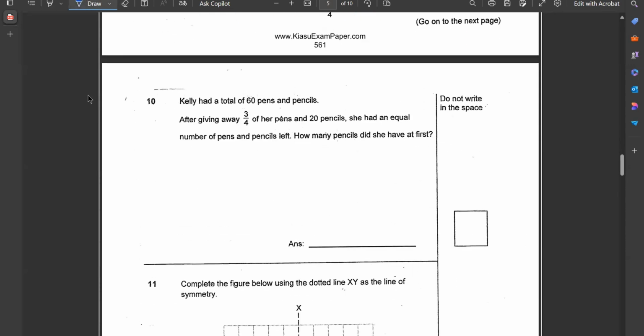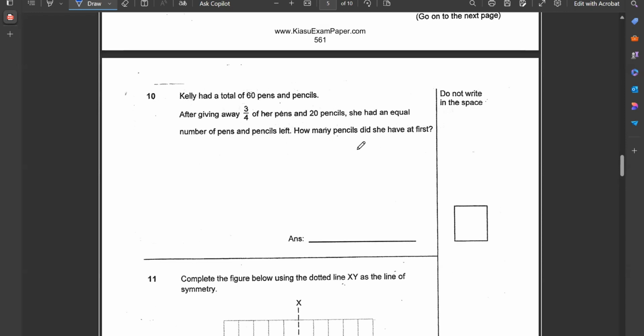Kelly had a total of 60 pens and pencils. After giving away 3/4 of her pens and 20 pencils, she had an equal number of pens and pencils left. How many pencils are there at first? For this question, it will be best if you use the model method. If you do before change after, it will be tough because I only have the total at first. I don't know individually how many pens and pencils there are, and at the end I only know there are equal pens and pencils left. So it's not very helpful to do before change after.